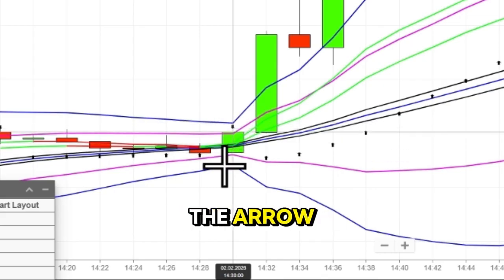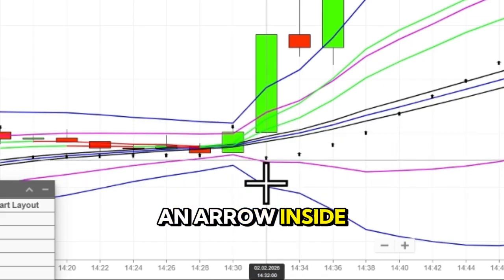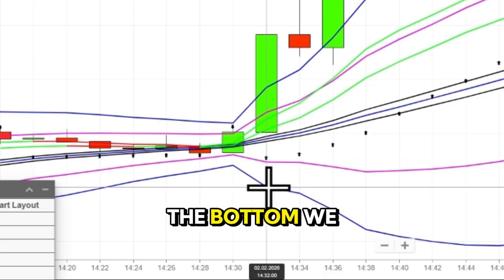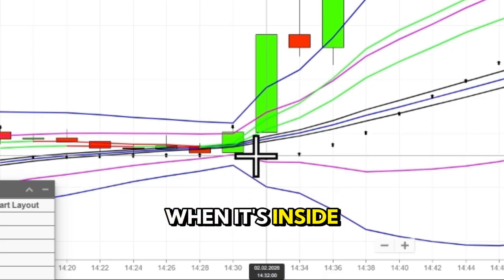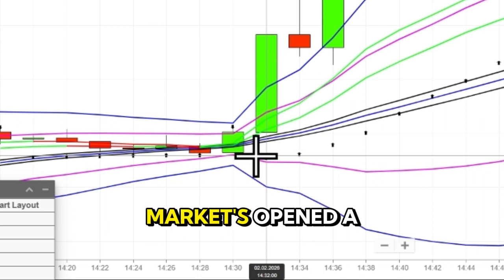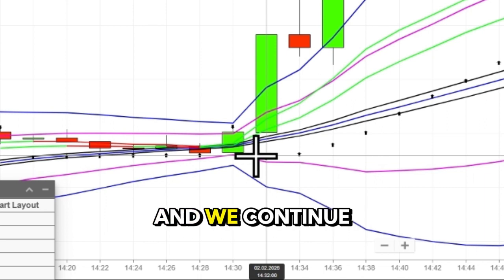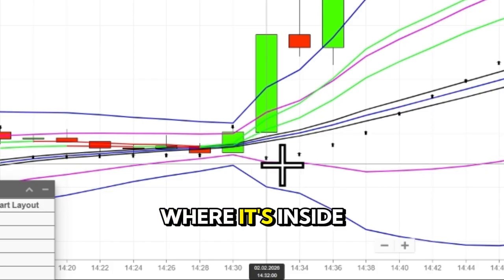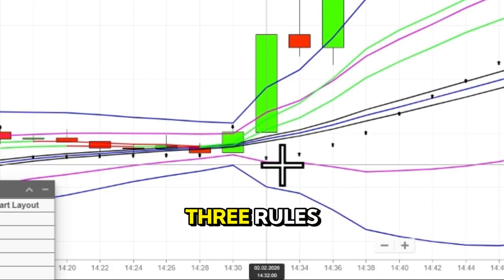The candle hits the arrow, we flip back down, and we get an arrow inside this blue band you see at the bottom, which we call PE3. When it's inside, that means the market hasn't been sufficiently stretched the opposite way. So to the downside in this case, we've come from a recent high into the mid band, markets open, a little bit of volatility, and we continue that rise up. Where it's inside, we use a separate set of 3 rules.